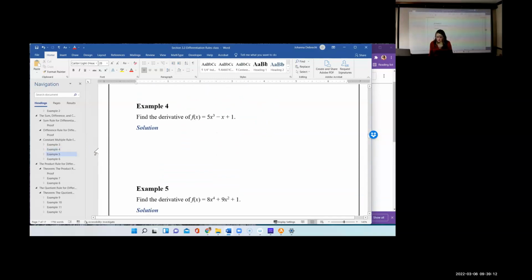And on number 4, f prime would be bring the 3 to the front to multiply by the 5, which would give me 15. Reduce the power by 1 to x squared. Then what about the derivative of the x? Remember that the x is x to the first. So you get a 1 times 1. And then you have an x to the 0 plus 0, because a derivative of 1 is a constant, so it goes to 0. And remember that x to the 0 is just the number 1. So you can write this as 15x squared minus 1.